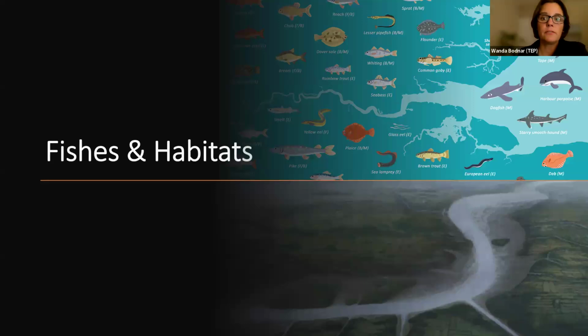And this takes me to the fishes and habitats. So in the next few slides, I will talk about these two aspects of the Thames estuary by showcasing some of the key events in London's history to highlight the connection between human development and its effects on the natural world.